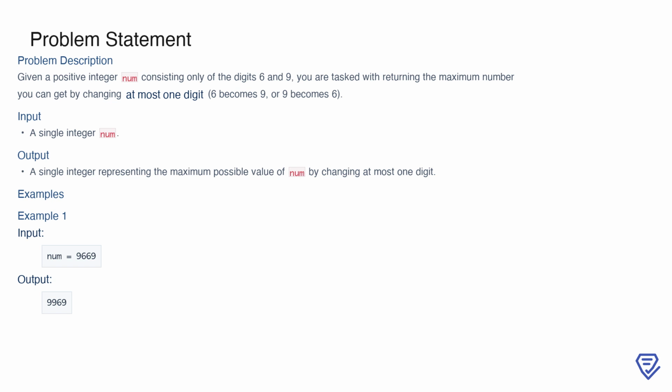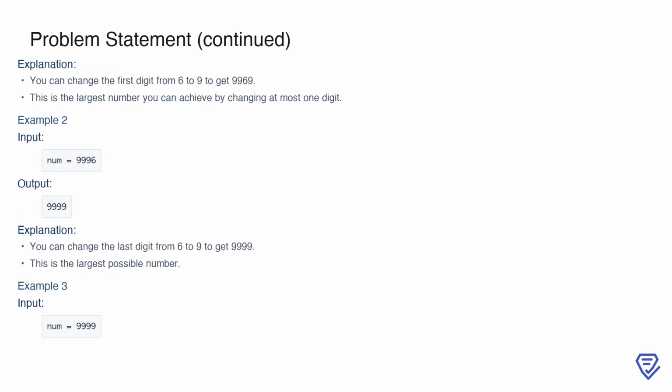Let's look at more examples to understand this better. For the input number equals 9669, we can change the first digit, which is a 6, to a 9, resulting in 9969. This gives us the largest possible number by modifying just one digit.